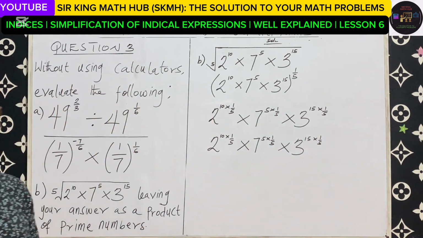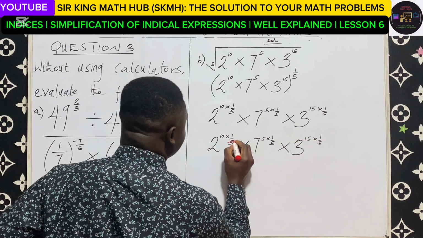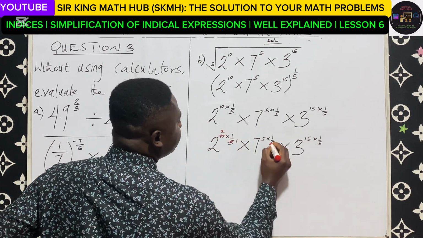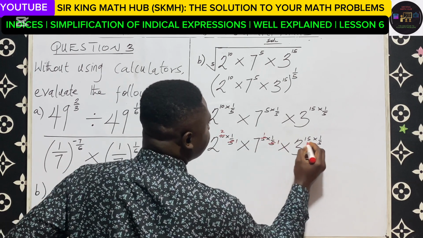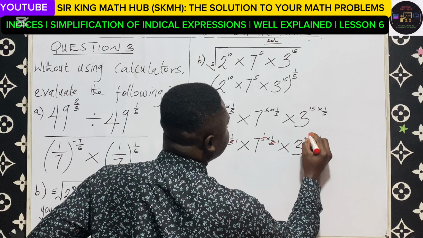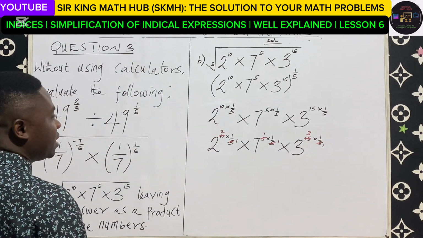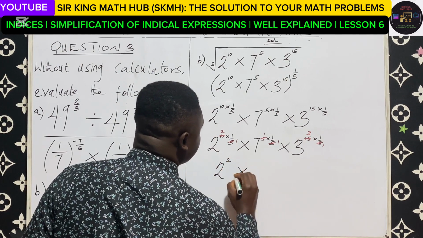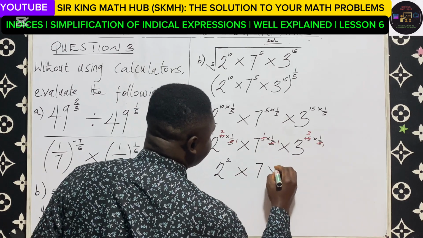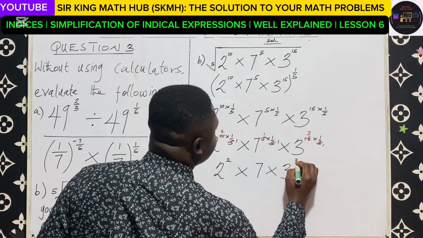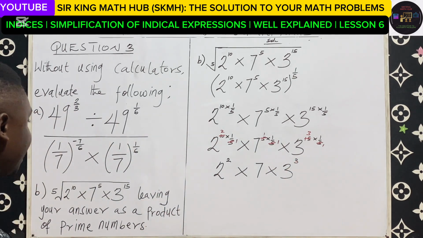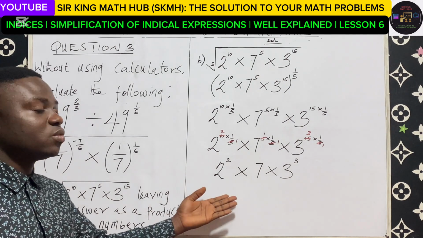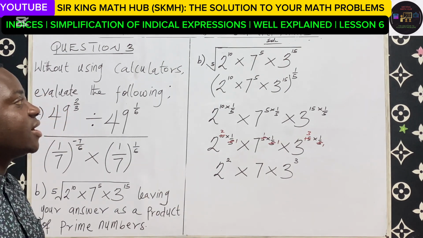So consider the indices, some of them can cancel out. So let's simplify. 5 goes into 10 twice, 5 goes into 5 once, 5 goes into 15 three times. So what is left? We have 2 exponent 2 multiplying 7 multiplying 3 exponent 3. Remember that we have to leave our answer as a product of prime numbers, and that is what we have done. So that is the final answer.